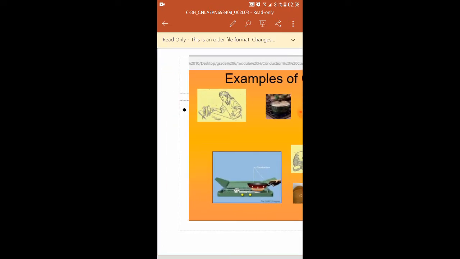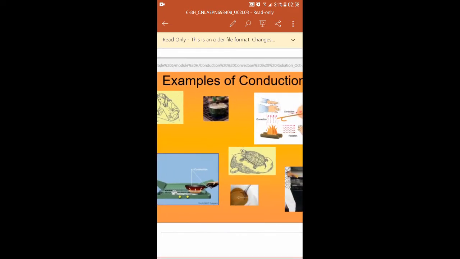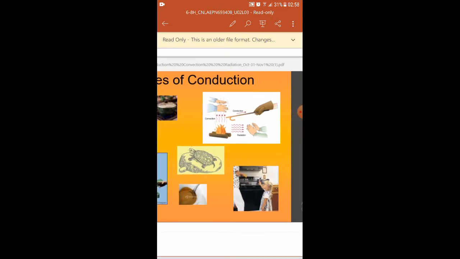So here, if you touch the iron or when you iron clothes, this is conduction. This pan on the fire, if you touch the pan, this is conduction. Here, this turtle on a hot rock will get the thermal energy by conduction. This girl puts her hand on the stove or on the pan, so conduction takes place.